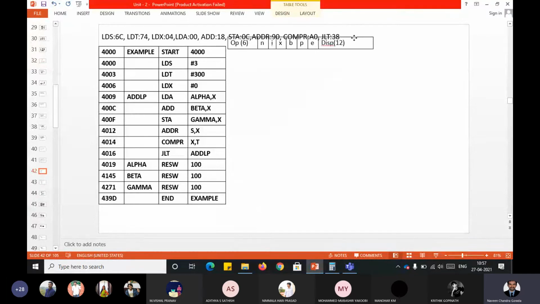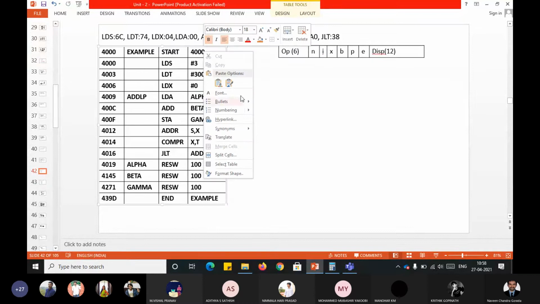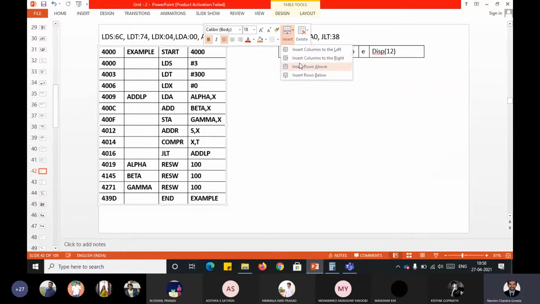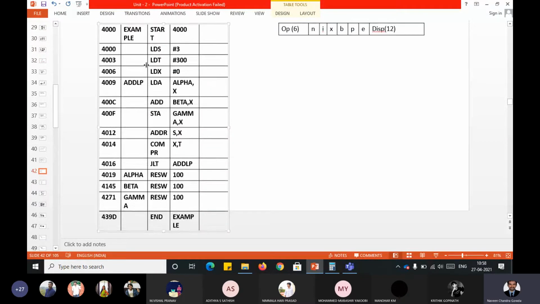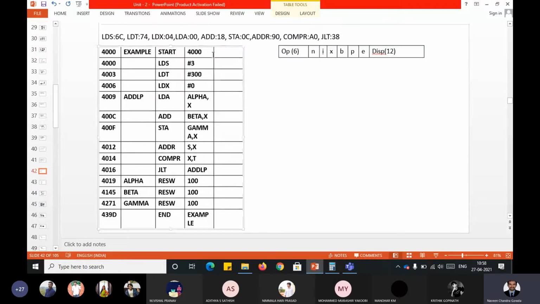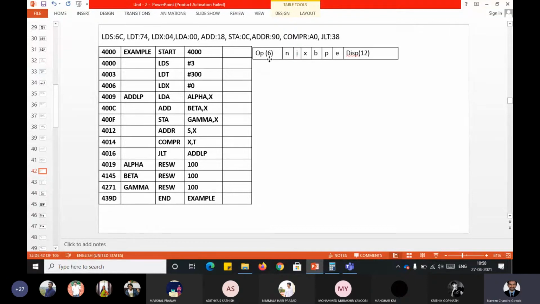Let me add one more extra column here to generate the object codes. This is where I'll be writing the object code, and here I'll be generating it. Now you can observe this is the format of your format 3 instruction. As usual, if you understood my previous two examples, then doing this will also be quite easy.